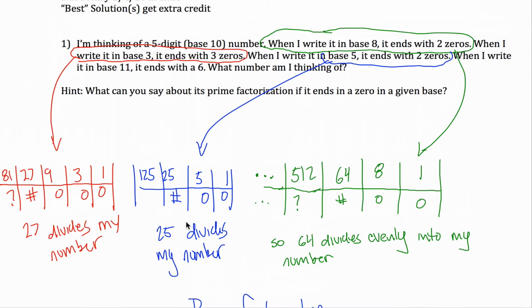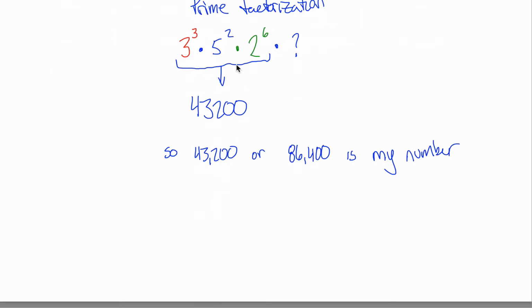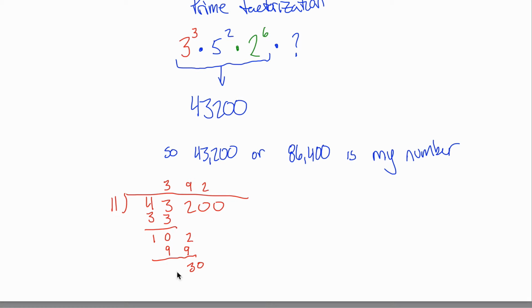So then how do you figure out which of those work? Well, there's one more piece of information. When I write it in base 11, it ends with a 6. So if I do 11 divided into, I'll use my standard long division algorithm, 43,200. Maybe I'd throw a 3 up here. And then when I subtract, I get 10 and bring down a 2 to get 102. And I can throw a 9 up here because 9 times 11 is 99. And subtract, get a 3, bring down a 0. I can throw a 2 up here, get 22. Subtract, get an 8. And then throw a 7 up here, I get 77, which after I subtract, I get 3. So what that's saying is that 11 does not divide evenly into 43,200.